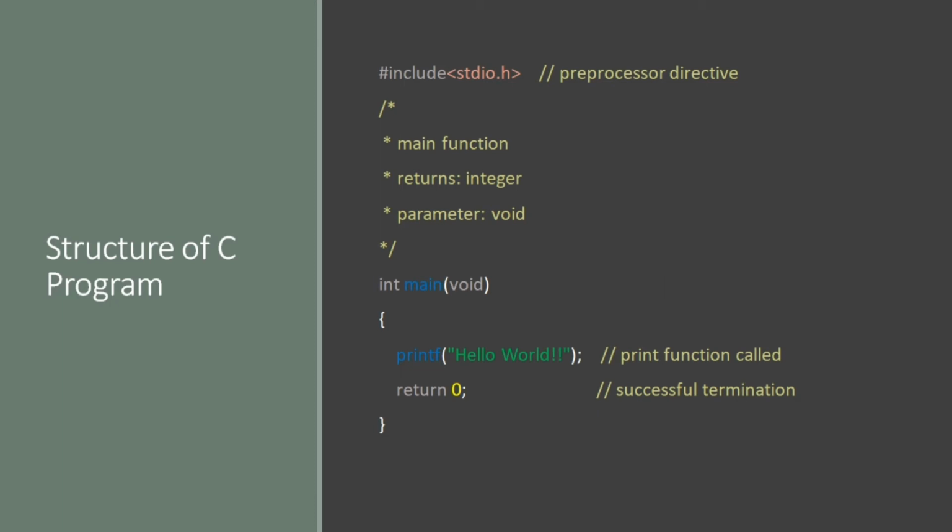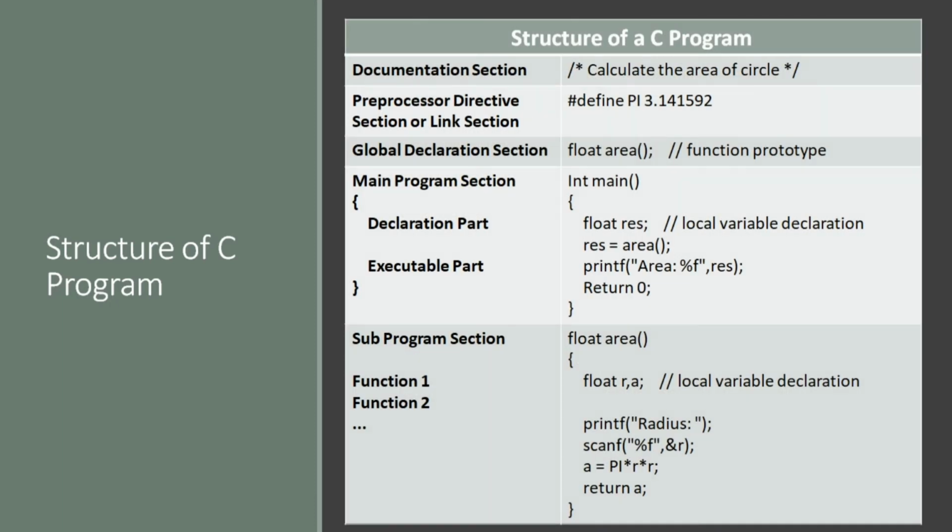Now let's look at the structure of a C program. The first line is the documentation section. Here the programmers write the purpose of the code, who has developed it, and some of the necessary details. In the next line, we have defined a constant, that is pi. Then we have declared a function prototype. The function prototype is used to locate our area function.